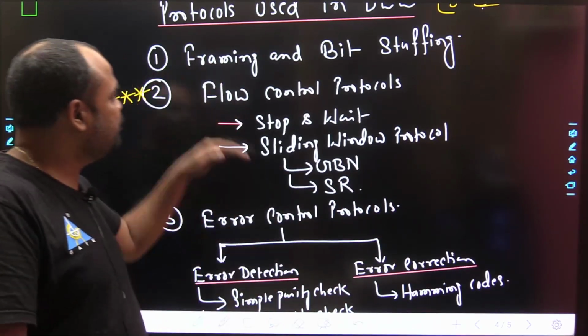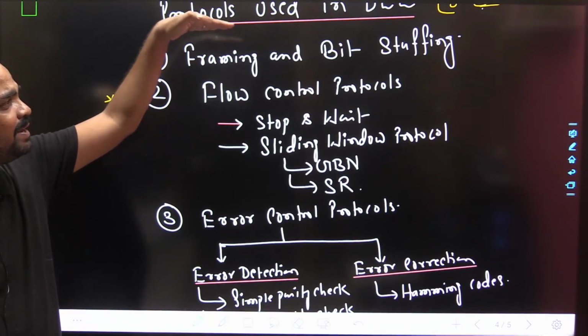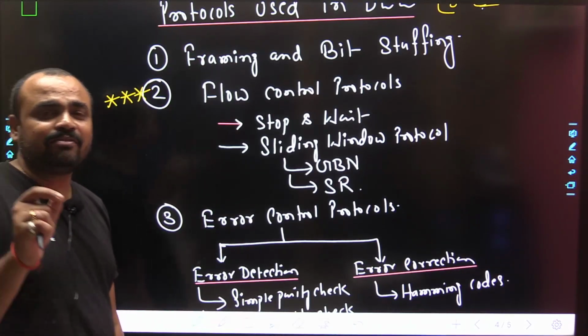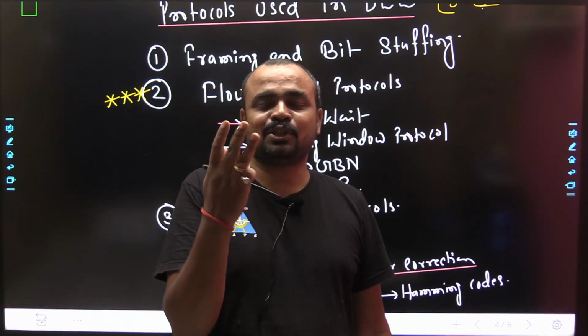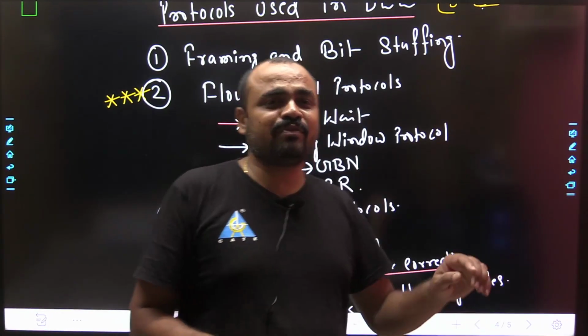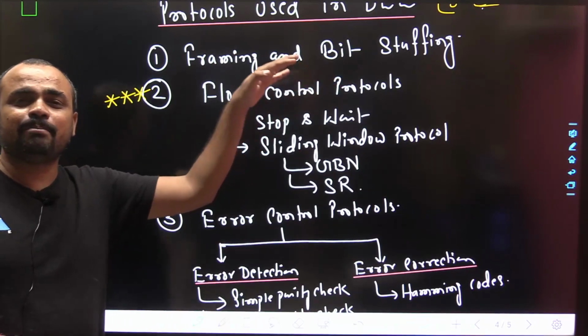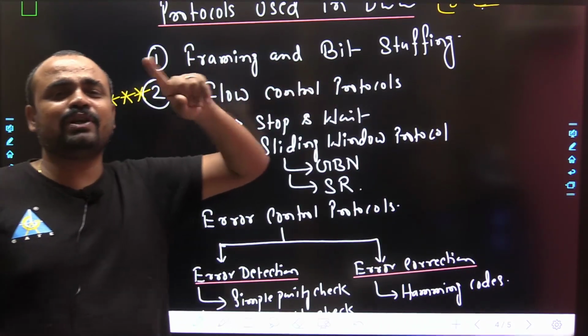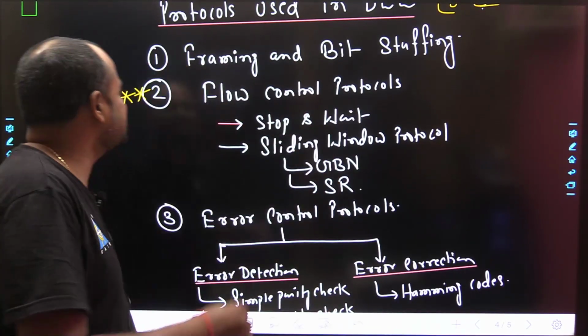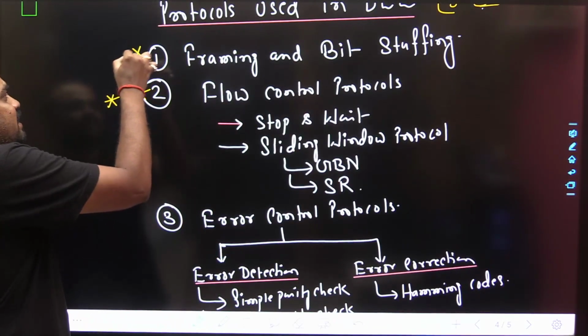Okay, so once you look at the first topic, that is framing and bit stuffing. My dear friends, in the last 32 years, only 3 times has a question been asked from this first topic, framing and bit stuffing. So this is not frequent, meaning out of 10 years only one question has been asked. So you can just mark it as a single star.